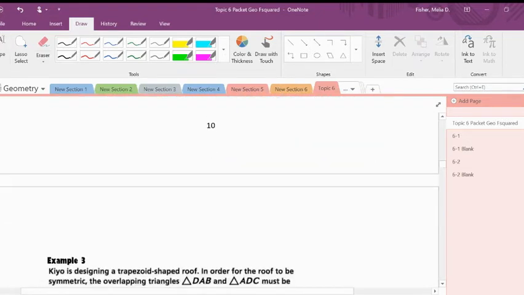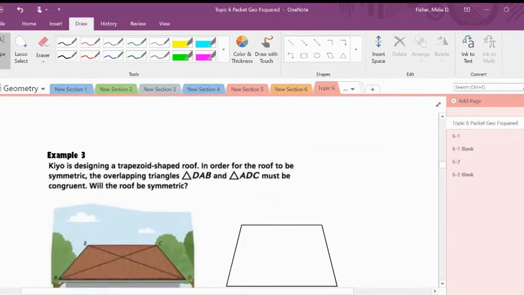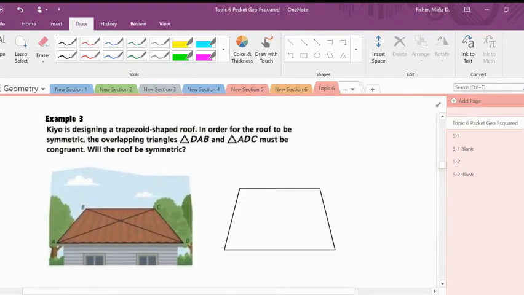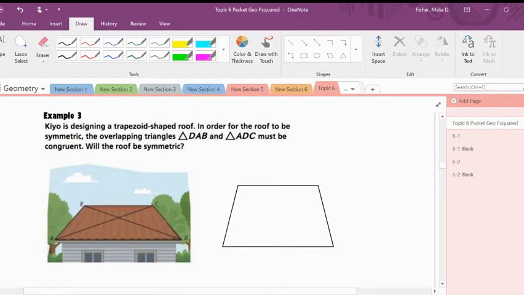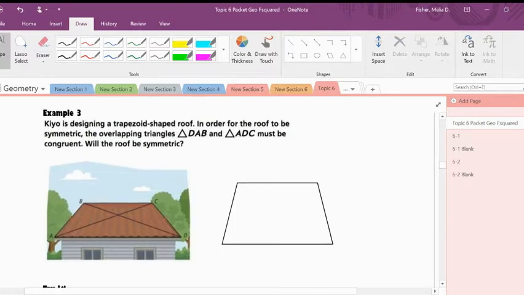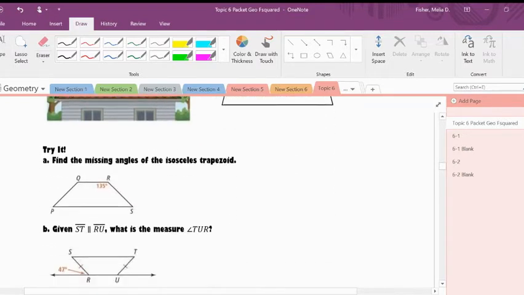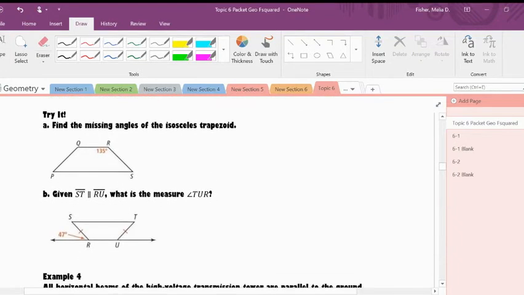We're kind of buzzing through topic 6, just kind of being familiar with it. If you would like to challenge yourself by doing some of the extra pieces on your own, you may certainly do so. We are going to skip over the example 3 part and just talk about the try-its together.